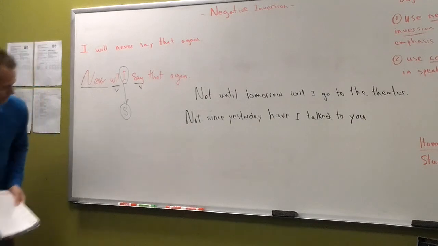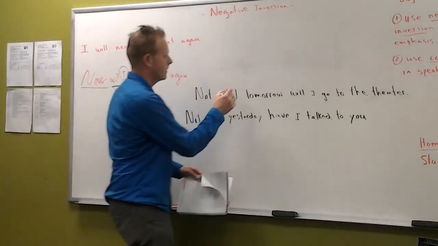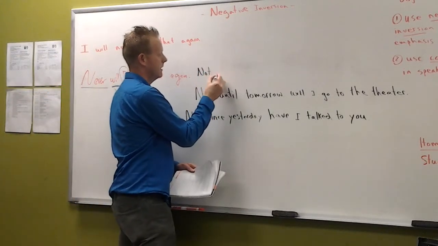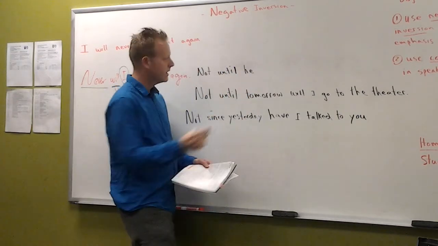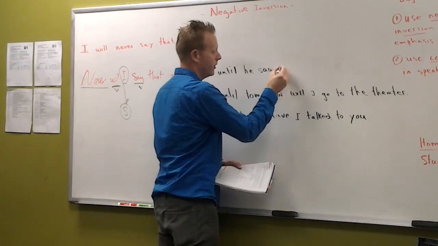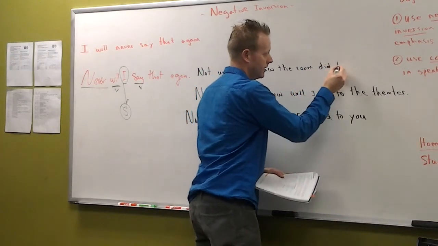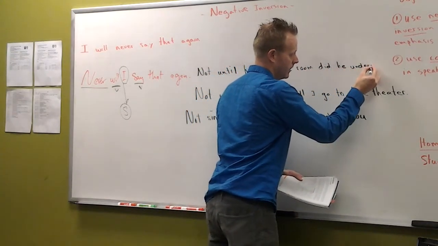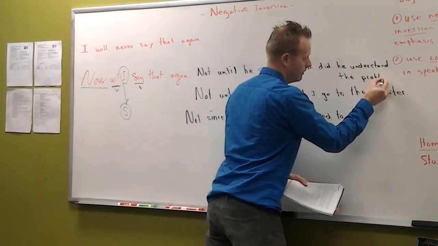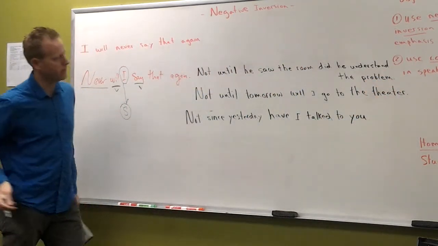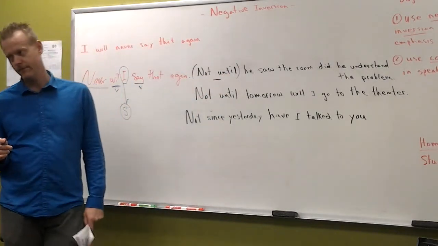Just before we. Yeah. They use the sentence: not until he saw the room, did he understand the problem? Okay. Not until he saw the room. He saw the room. Did he understand the problem? All right, let's take a look at this. So where's the negative? Not. Yeah, I mean, it's kind of like, yeah. But so. Then you look at the subject after.